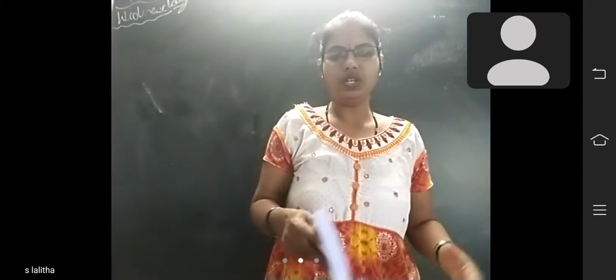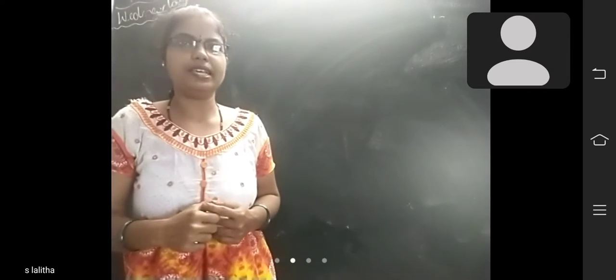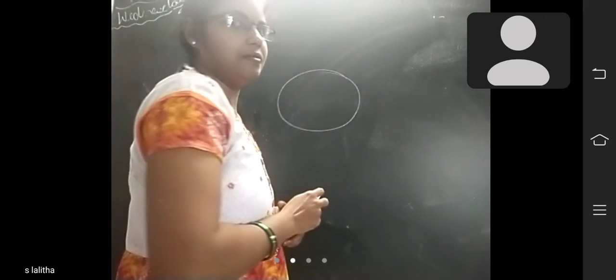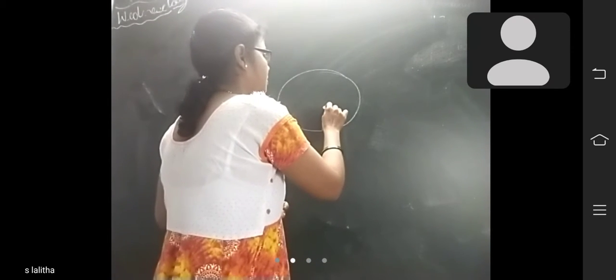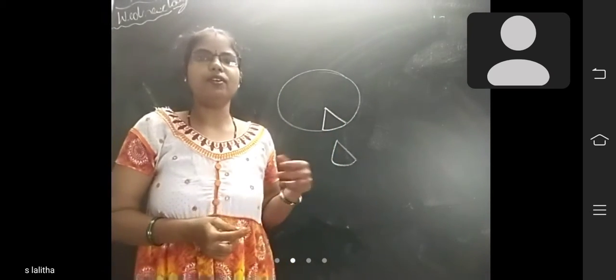Now we are going to the first chapter, fractions and decimals. So what is called a fraction, children? You already learned it in the previous classes. It is a part of a whole. Fraction is a part of a whole. Suppose here one cake is there. You have cut one piece. This piece of cake is a part of a whole. That is called a fraction.